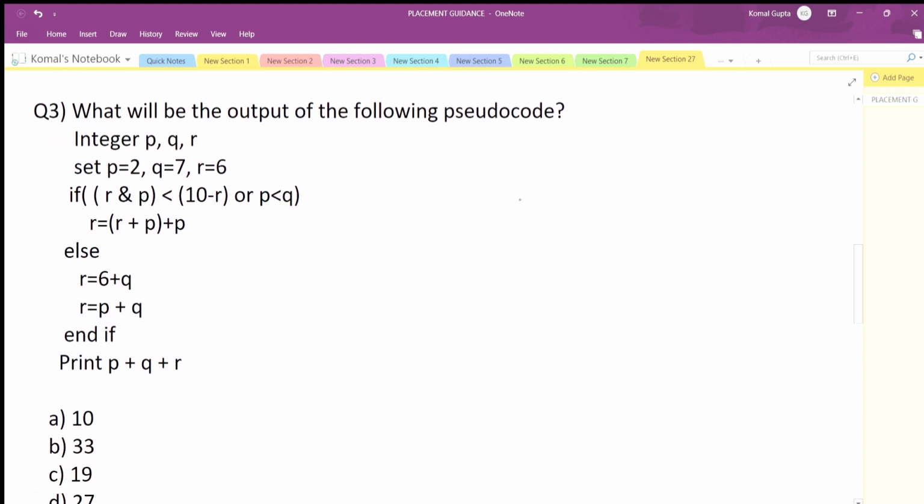Now we will see the third question. What will be the output of the following pseudocode? Again they have declared three variables. The value of p is 2, q is 7, and r is 6.